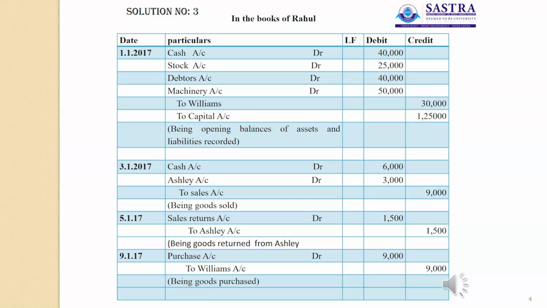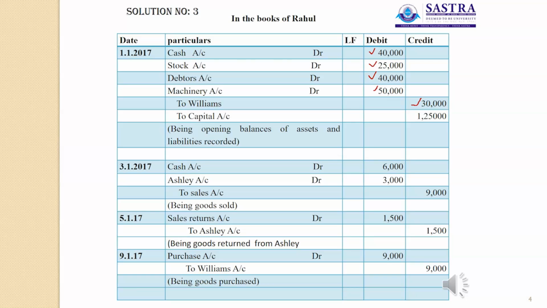Now you record it as cash account debit rupees 40,000, then stock account debit rupees 25,000, debtors account debit rupees 40,000, machinery account debit rupees 50,000. Then liabilities to William: William account credited rupees 30,000. The difference between these two is recorded as the amount of capital.